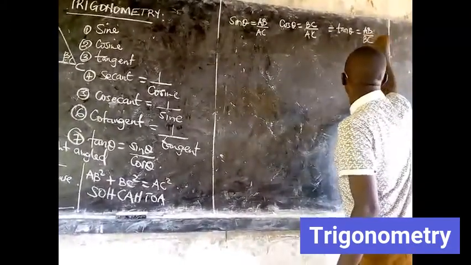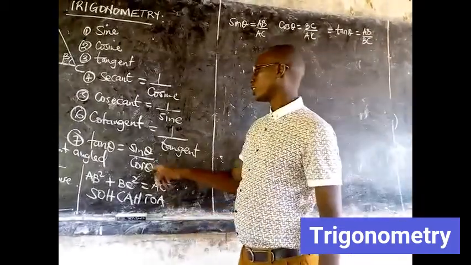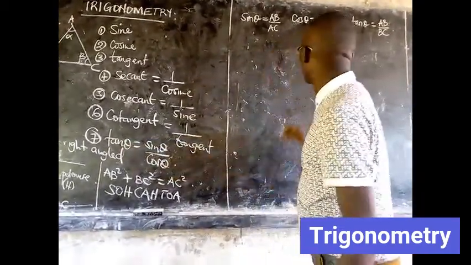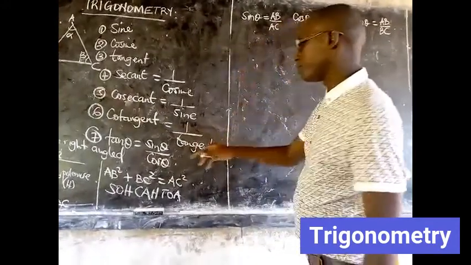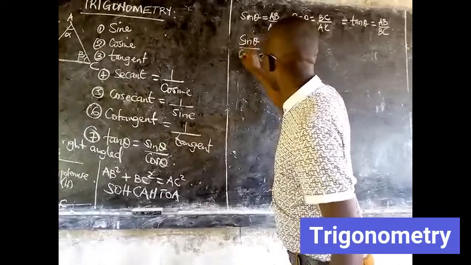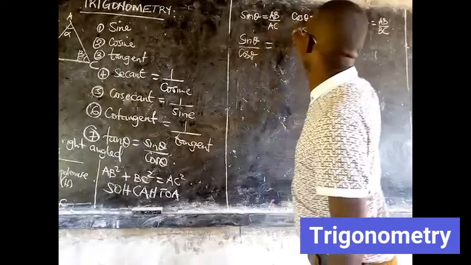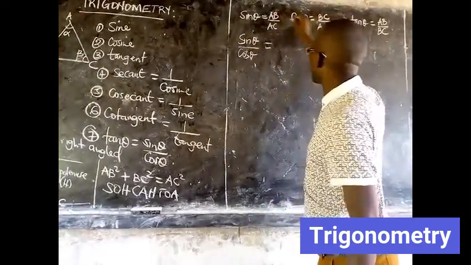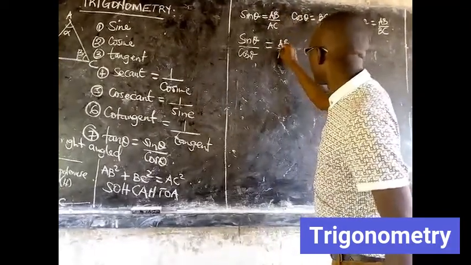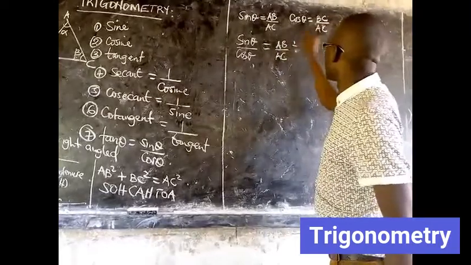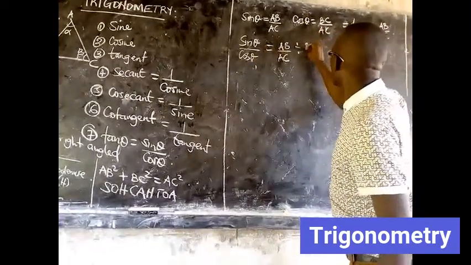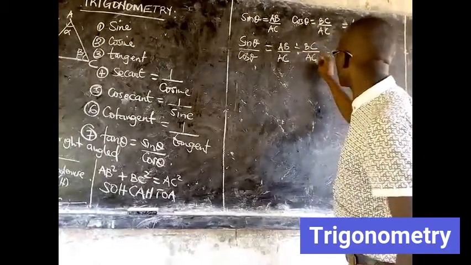Now, we want to first of all show that tan theta is sine theta out of cos theta. So what is sine theta out of cos theta? Sine theta is AB out of AC, AB divided by AC, divided by cos theta. What is cos theta? This will be BC out of AC.